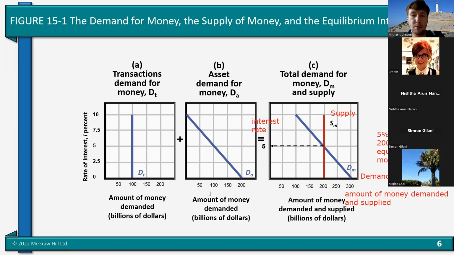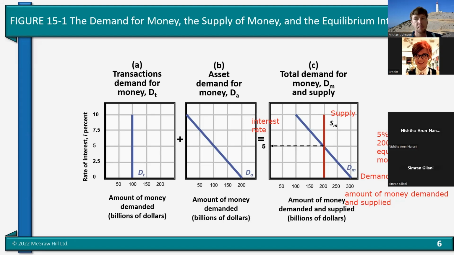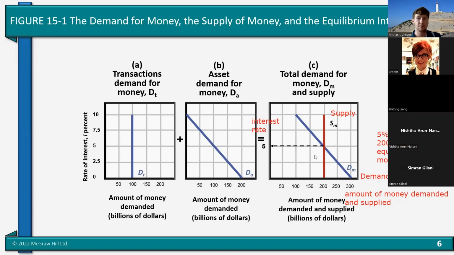So here that's what it would be showing, about 200 billion in supply and equilibrium. So in equilibrium, you'd have a 5% interest rate with a $200 billion money supply. This is pretty similar to right now, except in Canada, it's about a 5% interest rate roughly, and the money supply is 10 times that. So it would be like a 5% interest rate at a $2 trillion money supply.